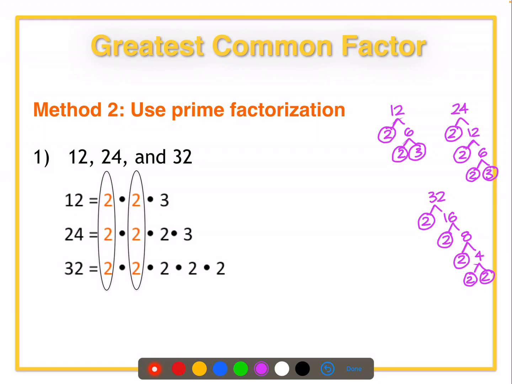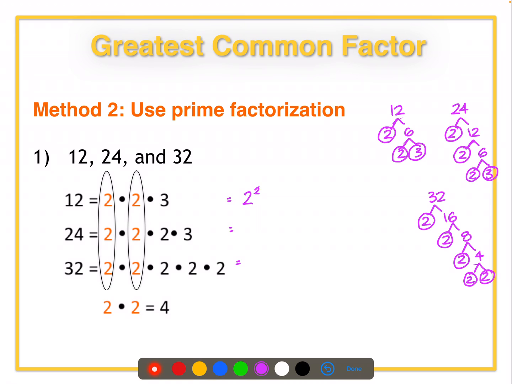And you compare them, and you're gonna circle the factors that repeat in the three numbers. So as you can see, the 2 repeats 2 times in the three numbers. That means the greatest common factor is 2 times 2, which is 4. Now, that is if you use the expanded form.